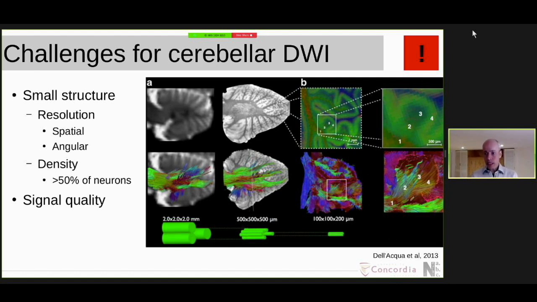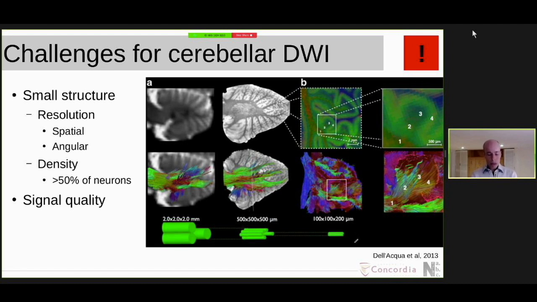This is an image from Flavio Dell'Acqua's paper in 2013, which was ex vivo imaging using diffusion-weighted imaging of the human cerebellum, showing the different scales that you can look at the data at and the amount of complexity that you can derive with higher resolution imaging.